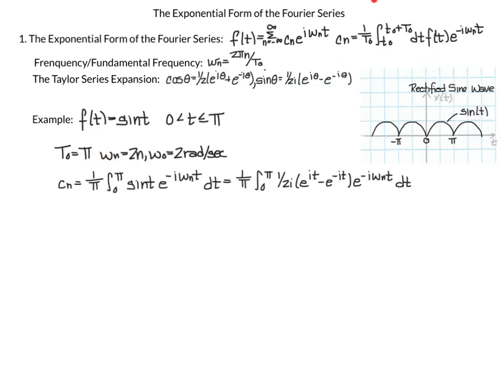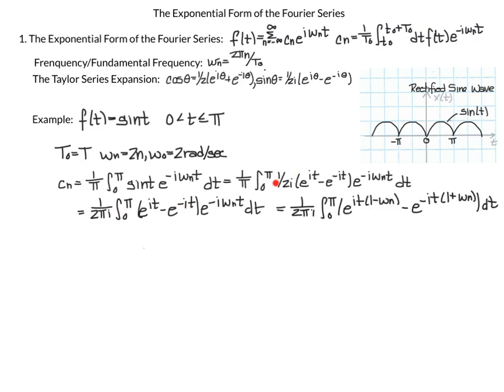Using our formula for Cn, it's equal to 1 over T naught, our period, which is pi, times the integral from 0 to pi, that's from t naught to t naught plus our period. Then we need our f of t, which is sine of t, times e to the minus i omega n t. Now, I want to substitute this sine into exponential form so I can work with it with my other exponential form. So my sine of t is going to be 1 over 2i times e to the it minus e to the minus it, and then I have that times e to the minus i omega n t dt.